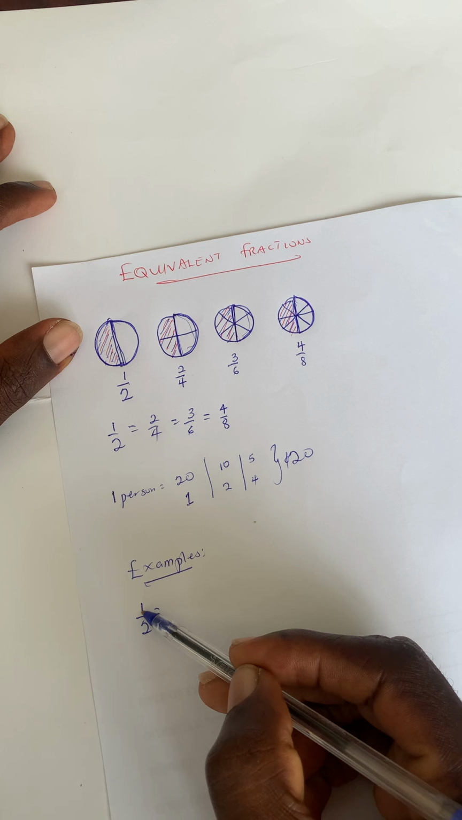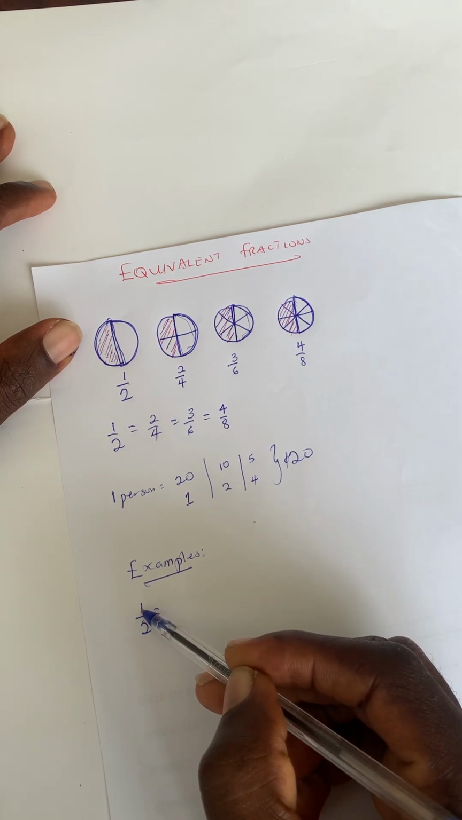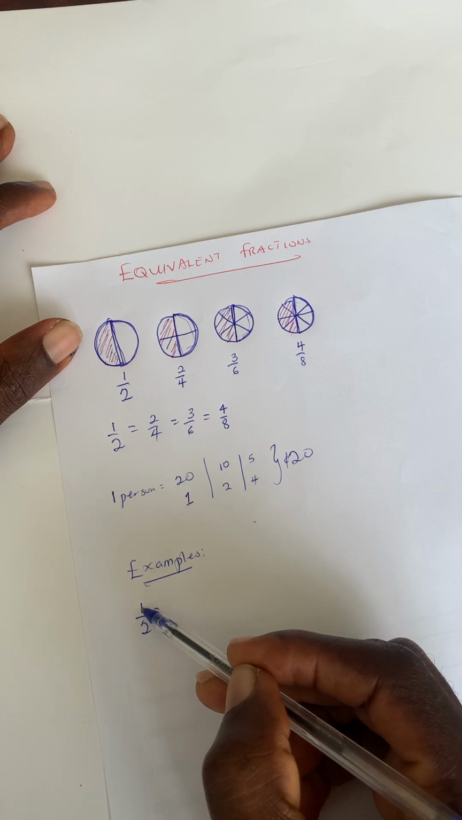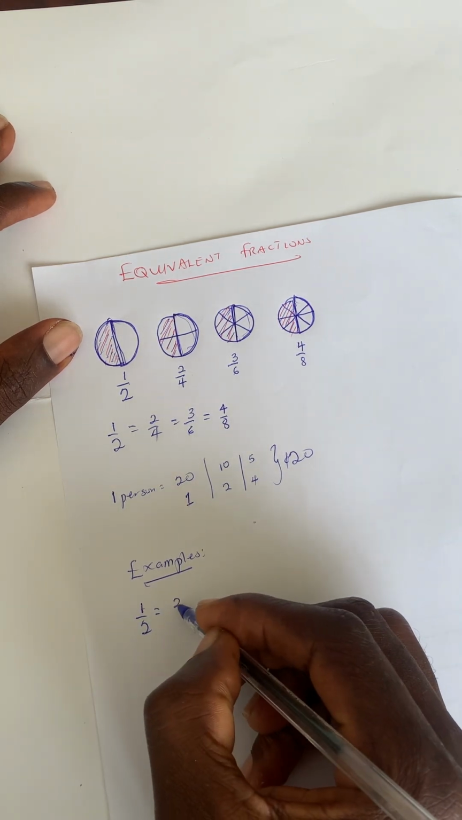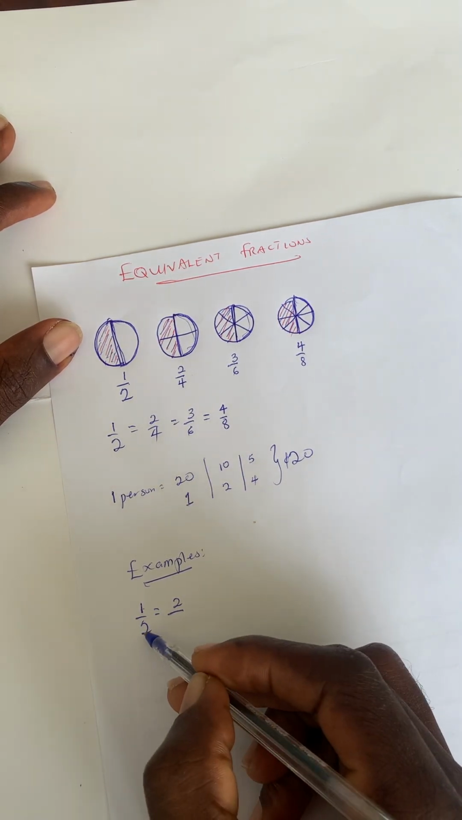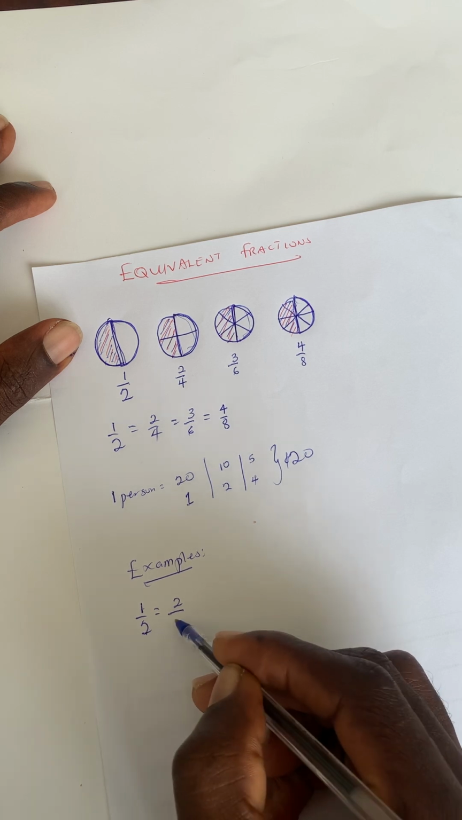1 over 2, the numerator is 1 and the denominator is 2. So with the numerator, you add it to itself. You get 1 plus 1, that gives us 2. And the denominator 2 will add to itself, 2 plus 2, and that gives 4.